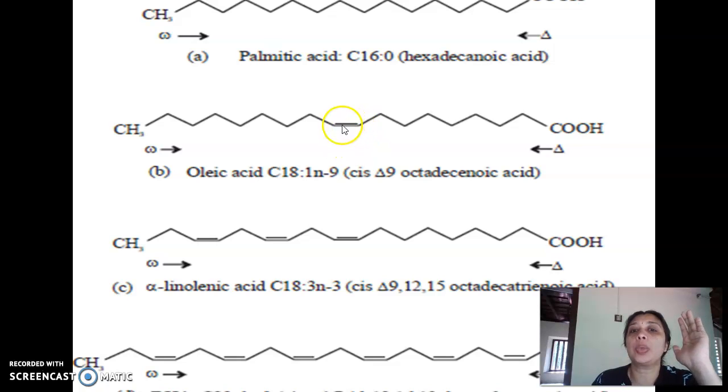Clear. So this is in between C9 and C10. Here, if you look, 1, 2, 3, 4, 5, 6, 7, 8, 9. See, between 9 and 10. If you look here also, it is between 9 and 10. So it will be one and the same.